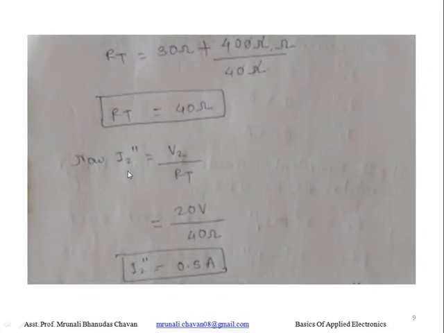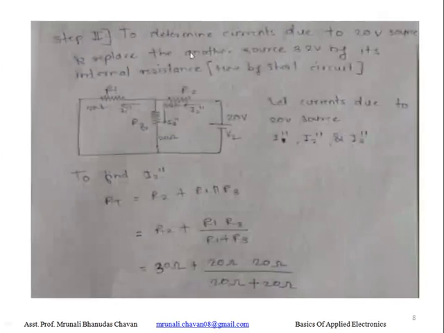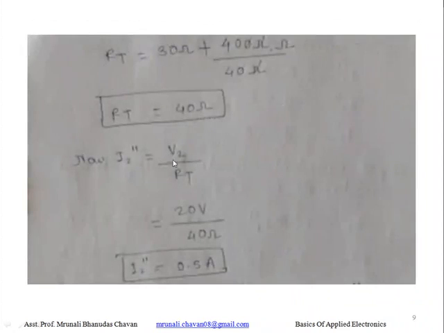Now we can calculate I2 double dash by using Ohm's law. I2 double dash is nothing but the current flowing through this resistor. This current gets divided into these two resistors, so I2 double dash is nothing but the circuit current, and for this we can write the formula as I2 double dash is equal to V2 divided by RT. Okay, using Ohm's law. So we can write I2 double dash is equal to V2 upon RT is equal to 20 by 40 ohm. We get I2 double dash as 0.5 ampere.